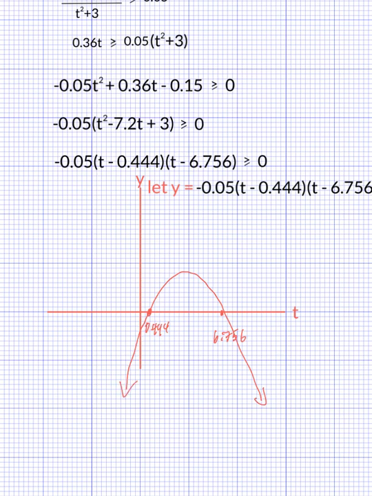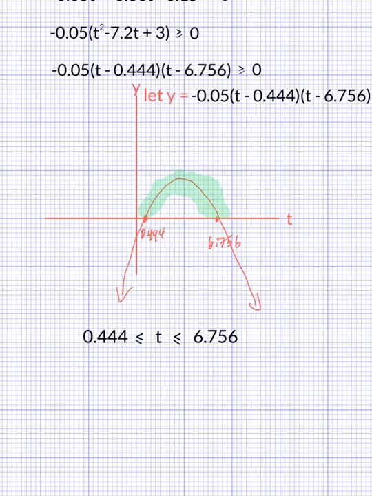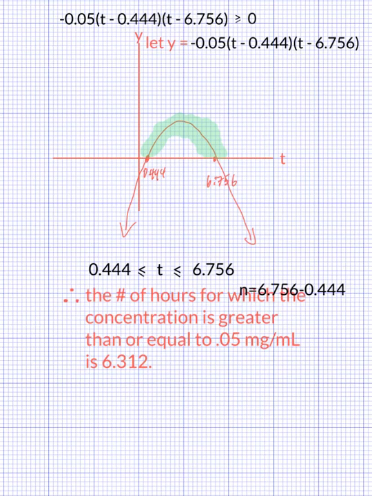And sure enough, our solution, whenever it is greater or equal to 0, is still, probably shouldn't scribble it out, let's try a highlighter, is still between, when t is between 0.444 and 6.756. So the same answer we got at the top. So the same conclusion as well.